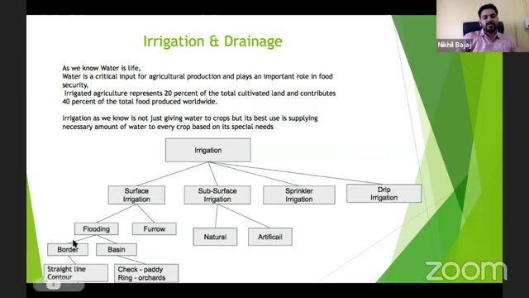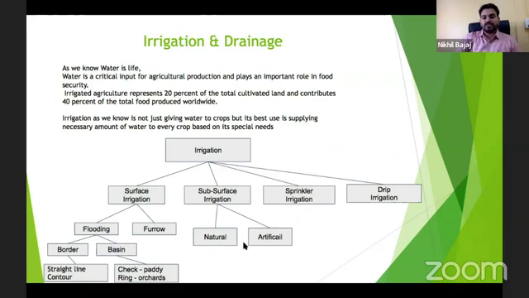Also, the flooding irrigation is divided into two types, that is border and basin. In the border type, water is supplied near the root of the crops. And in basin, there are two types, the check basin and the ring basin. The check basin type of irrigation is used for paddy crops, and the ring basin is used for orchards like mangoes and apples.